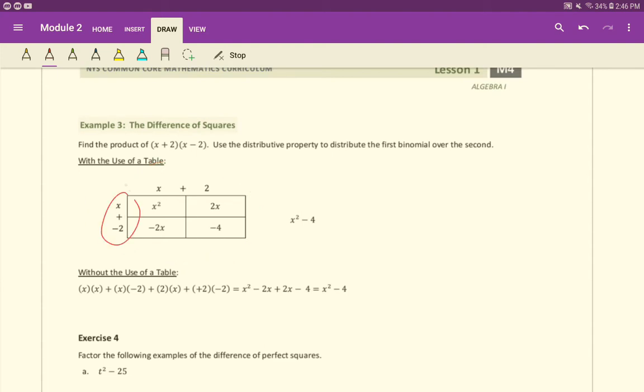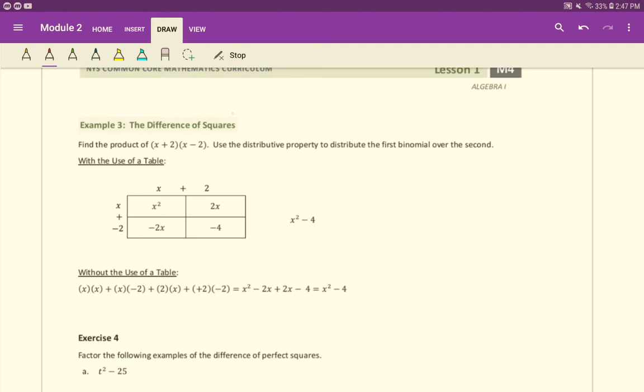You'll notice that they changed the x minus 2 here to be x plus negative 2. That just helps with the organization of your table. So you can still see they drew the line through the plus, drew the line through the plus, and then a line here and a line here, and that helped create these four cells to fill in. Combining like terms here, you'll see that the 2x and the negative 2x are going to cancel out when you add them together, and so you'll just be left with the x squared and the minus 4.